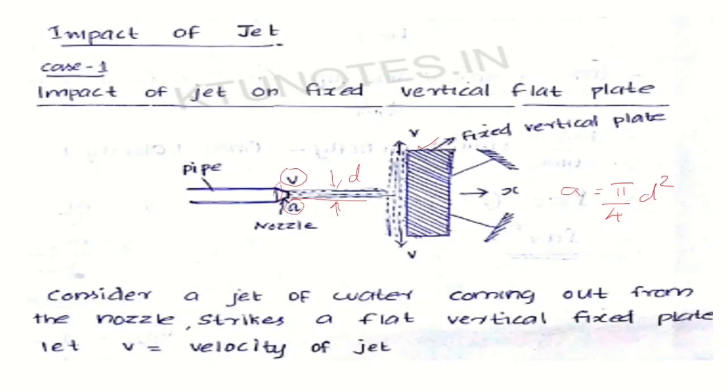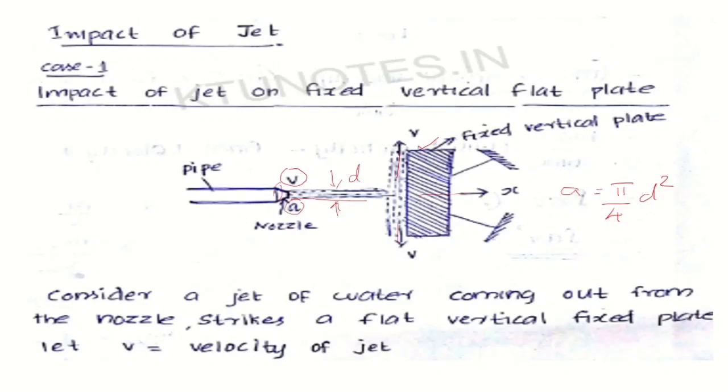The velocity with which the fluid is issuing from the nozzle is V, and this fluid is striking a vertical plate which is fixed. After striking the vertical plate, the fluid moves in this direction, upward and downward. So there is no fluid in the x direction after striking the plate. Okay. So consider a jet of water coming out from the nozzle and striking a vertical fixed plate.